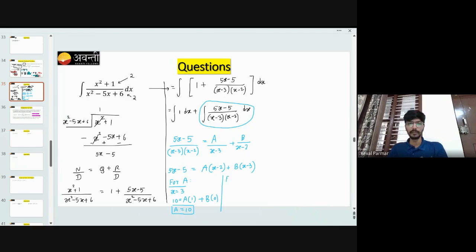Now let's find b. For b, this term has to be 0, so what value of x should we put? It will be 2. So 5 twos are 10 minus 5, 5, equals a into 0 plus b into minus 1. That means the value of b is minus 5. Clear till here?